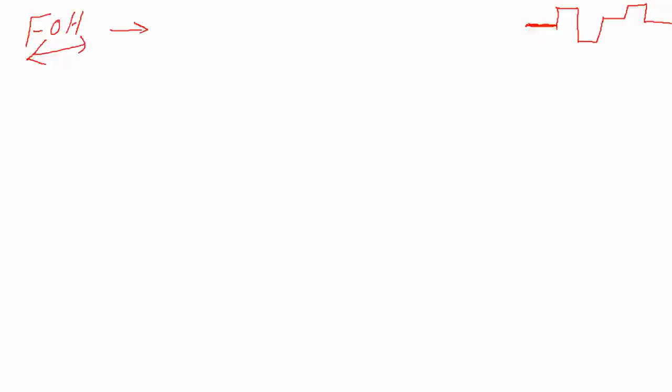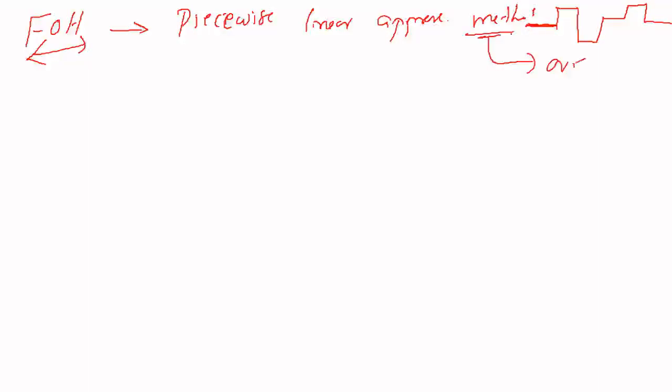Here, in case of FOH, we won't be doing this holding, but we will be using a piecewise linear approximation method to get back the original signal. How would you do that? Again, an example. Say this is the analog signal. So the piecewise linear approach is something like this.